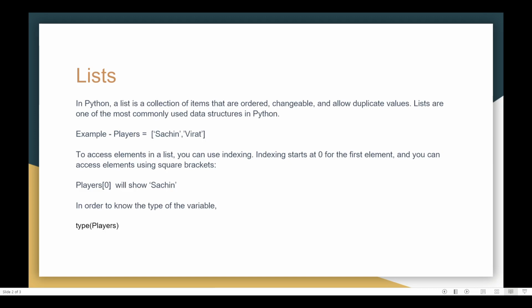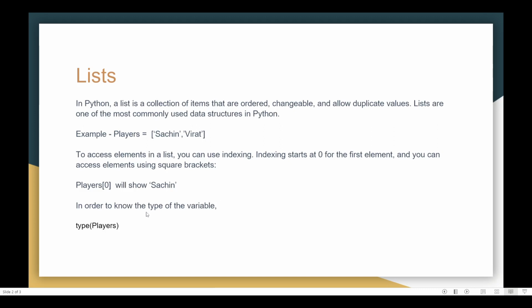So if we write players 0, then we will be able to see Sachin, which is the first element. If we write players 1, then we will be able to see Virat. Indexing can also be done from right to left. So if we want to see the element Virat, we have to write -1. If we want to see the element Sachin, then we have to write -2.